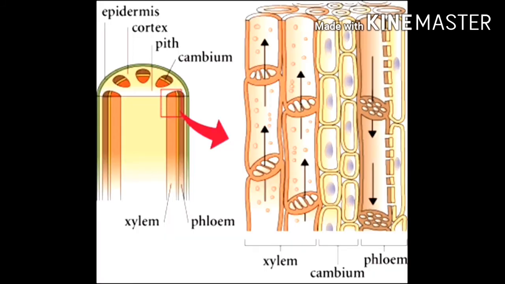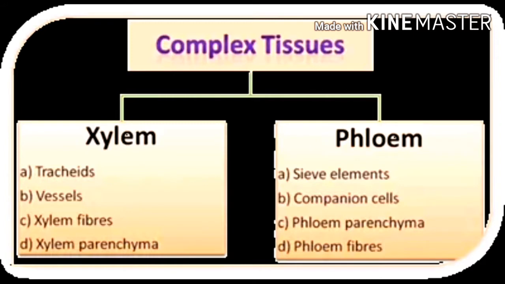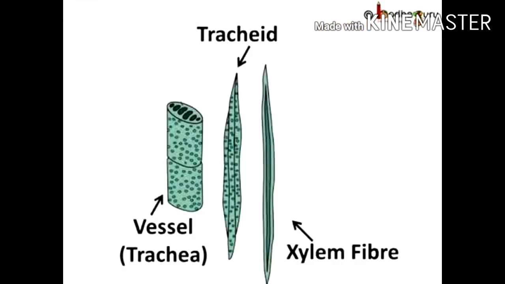So let's study about xylem. Xylem is a complex permanent tissue which takes part in conduction of water and minerals. So xylem conducts water and minerals. And additionally, it provides mechanical strength to the plant. And it consists of four types of elements. And what are these cells? Tracheids, vessels, xylem fibers and xylem parenchyma. So these are the four types of cells.